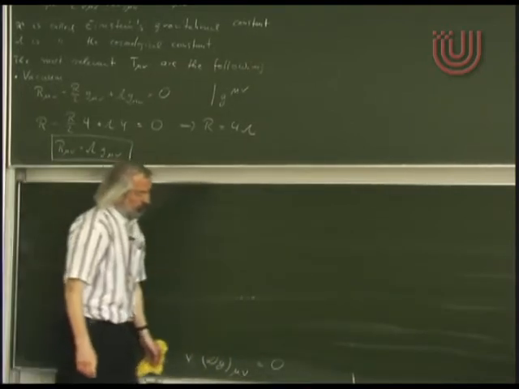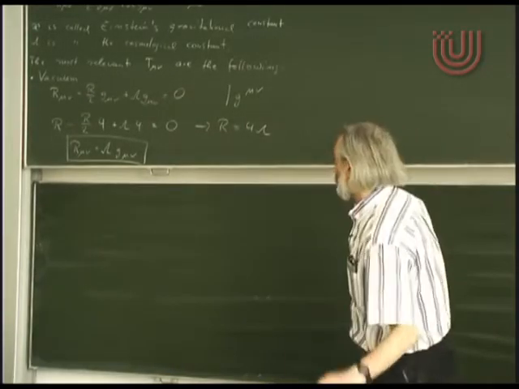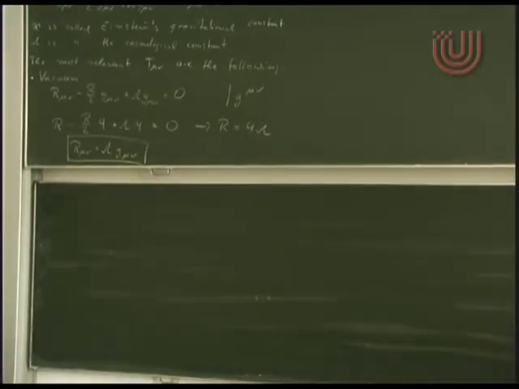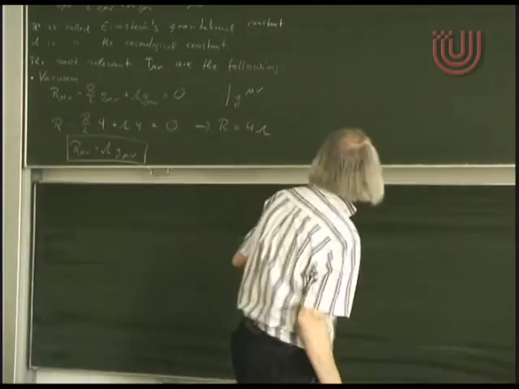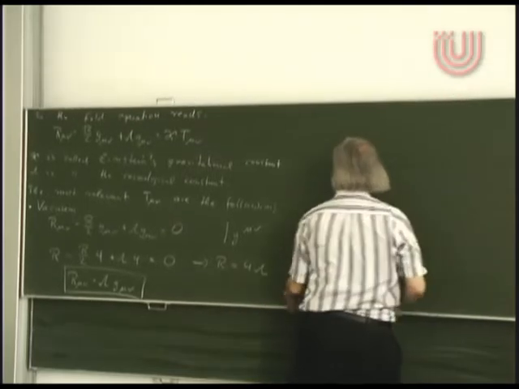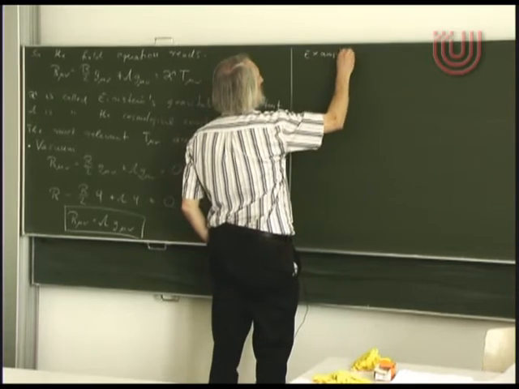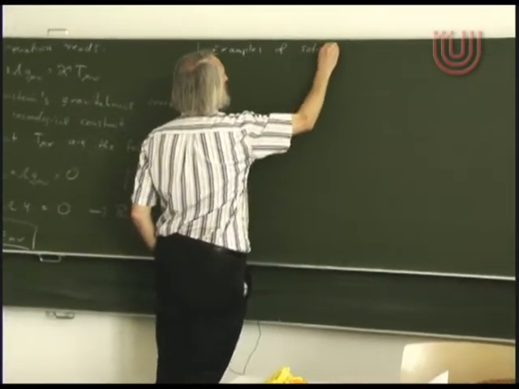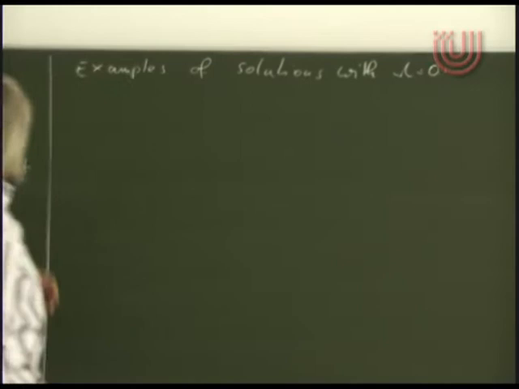And there are a number of other famous solutions. Let me just give you a few names, if you have come across them, or if you will come across them, and you might remember. So let me write a few examples, just the names that you have heard once. Examples of solutions with lambda equals 0. Vacuum field equation with vanishing cosmological constant, meaning Ricci tensor is equal to 0. The first one, the trivial, is the Minkowski metric.